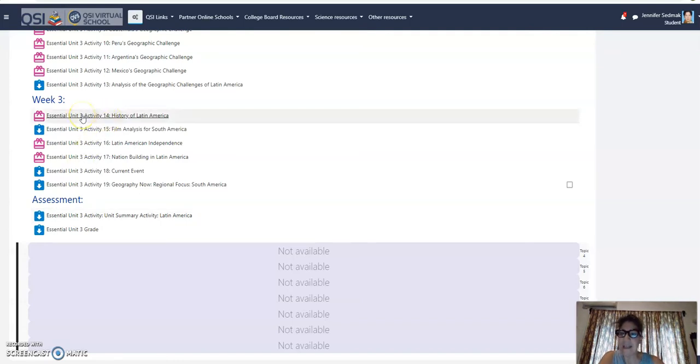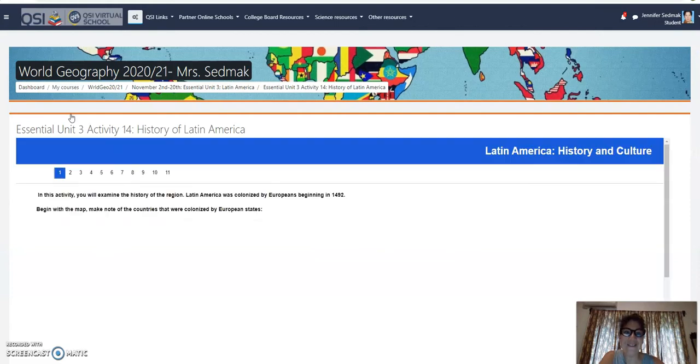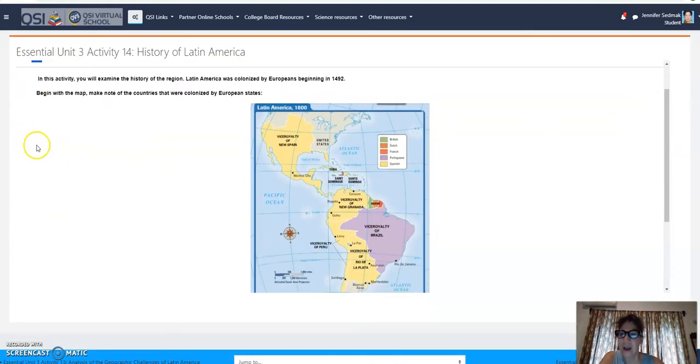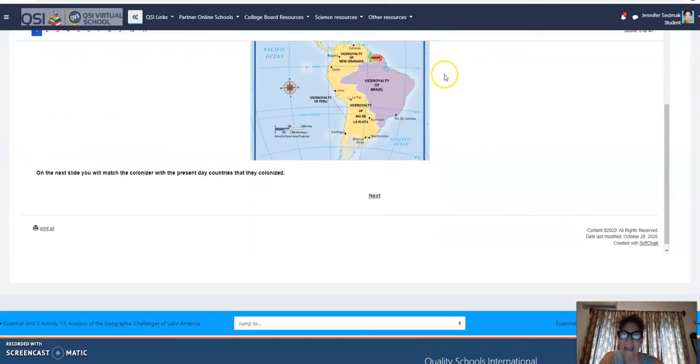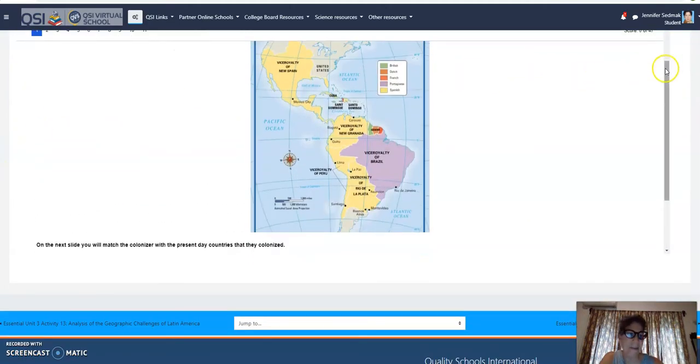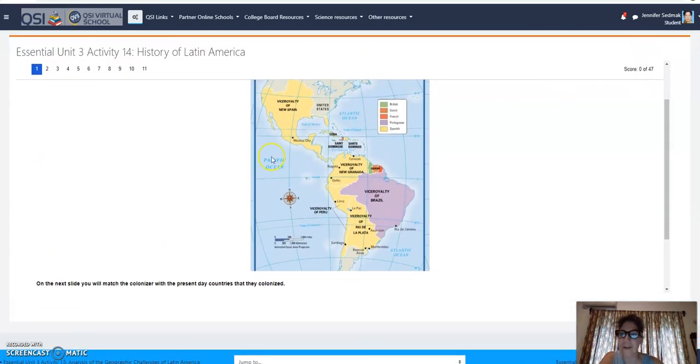So the first activity that you're going to look at is the history of Latin America. If we go ahead and open this gift of knowledge or this SCORM package, the first item that you will be taken to is a map. And in doing so, make sure you study the map carefully because there are some questions on the next slide about the map. But I put this map as the main feature for this activity because then you really come to understand the Spanish and Portuguese influence in Latin America today.